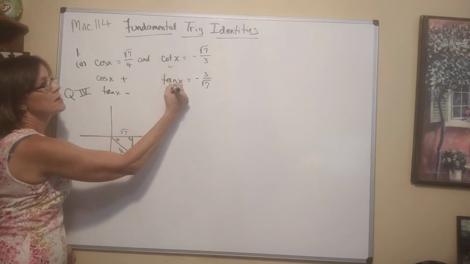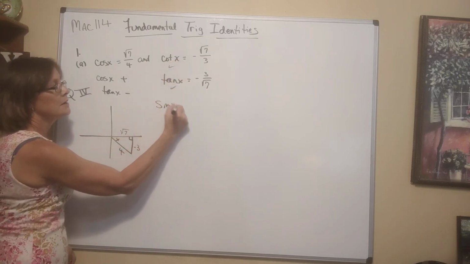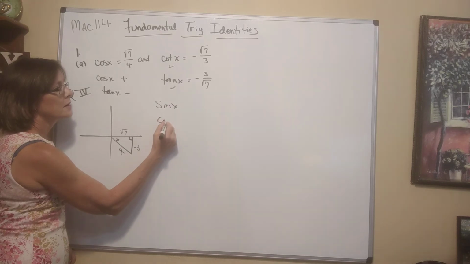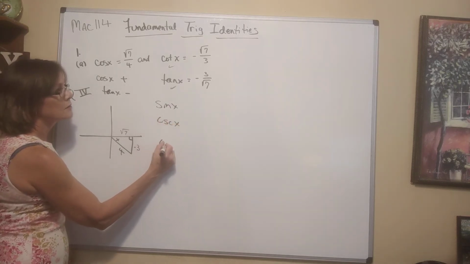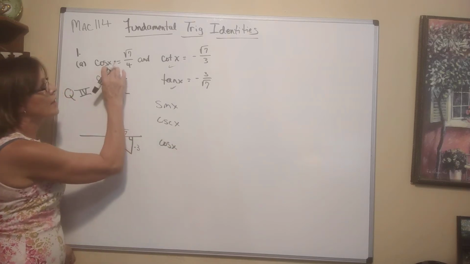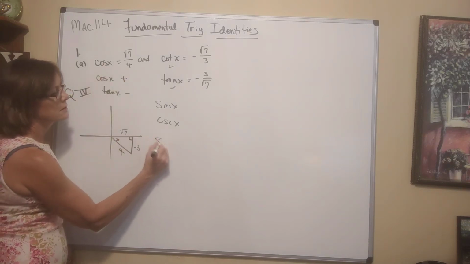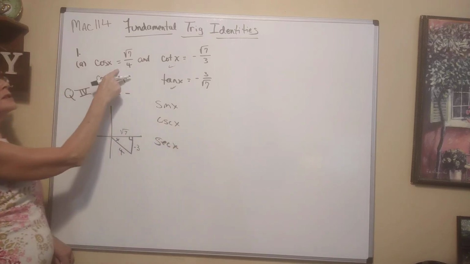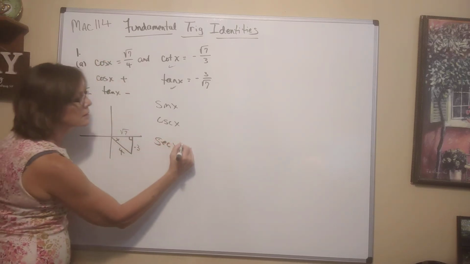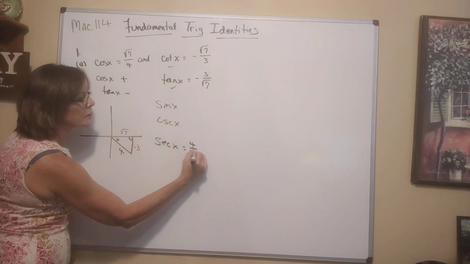We have the cotangent, we have the tangent, how about the sine? How about the cosecant? How about the cosine? Oh, we have that one. Well, what's the secant? Just using the reciprocal, secant is 4 over square root of 7.